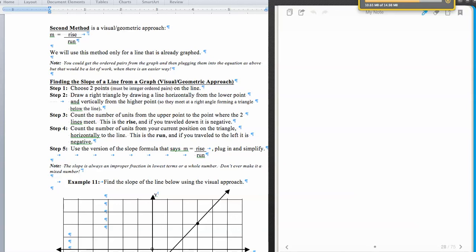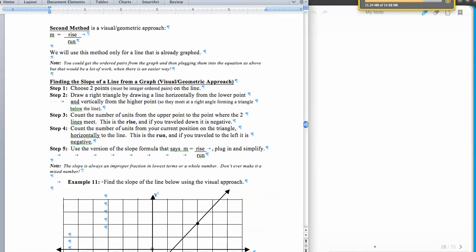Okay, this is section 3.3 continued, and we're now going to be looking at the visual method for graphing a line. This is the approach that we're going to take: the rise over the run, or the change in the vertical to the change in the horizontal. So the first thing that we're going to do is choose 2 points, and we need integer ordered pairs. We don't want to do fraction to fraction. That's just a nightmare. And then we're going to basically draw a right triangle.